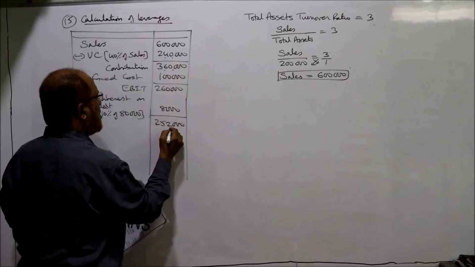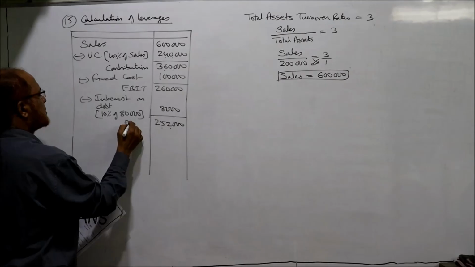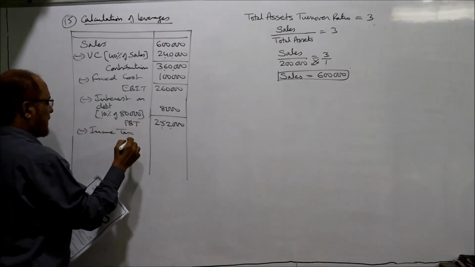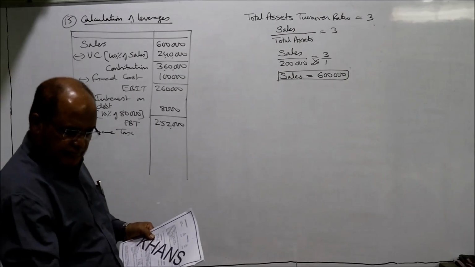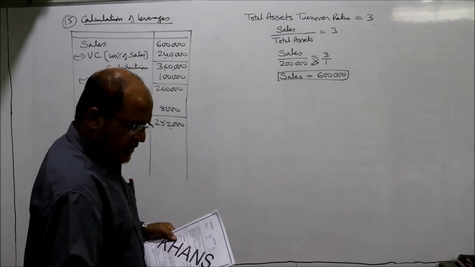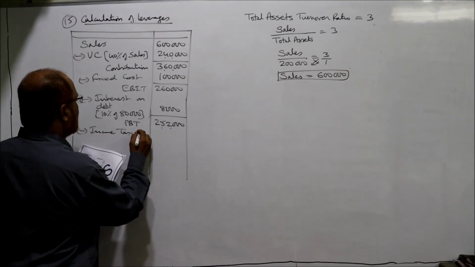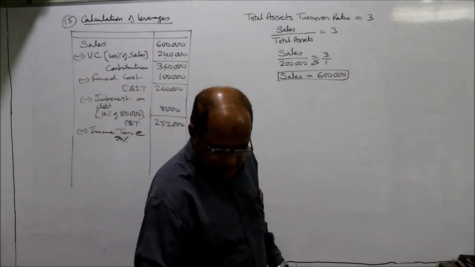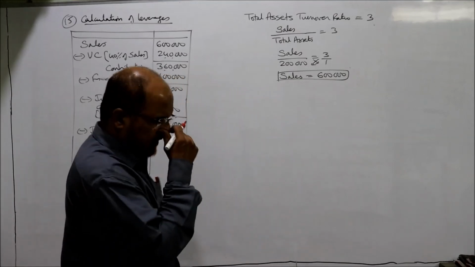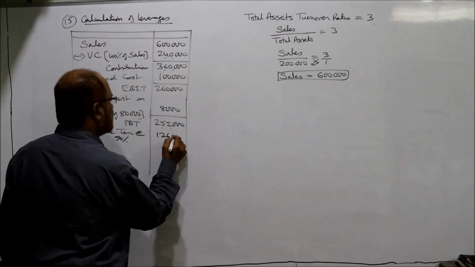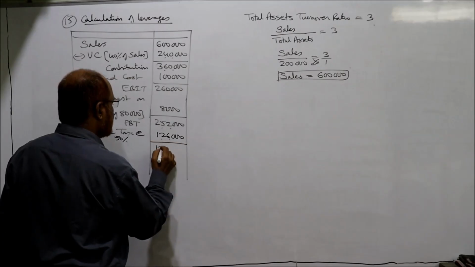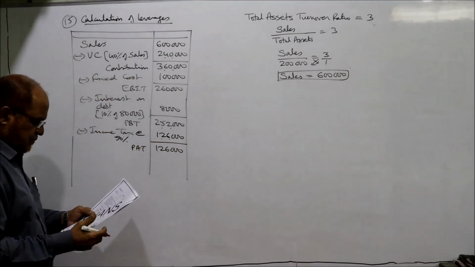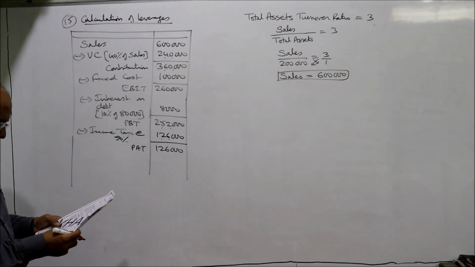2,52,000. This is PBT. Less income tax. Income tax is given in the problem at the rate of 50%. So 50% of 2,52,000 is 1,26,000. This is PAT, profit after tax.